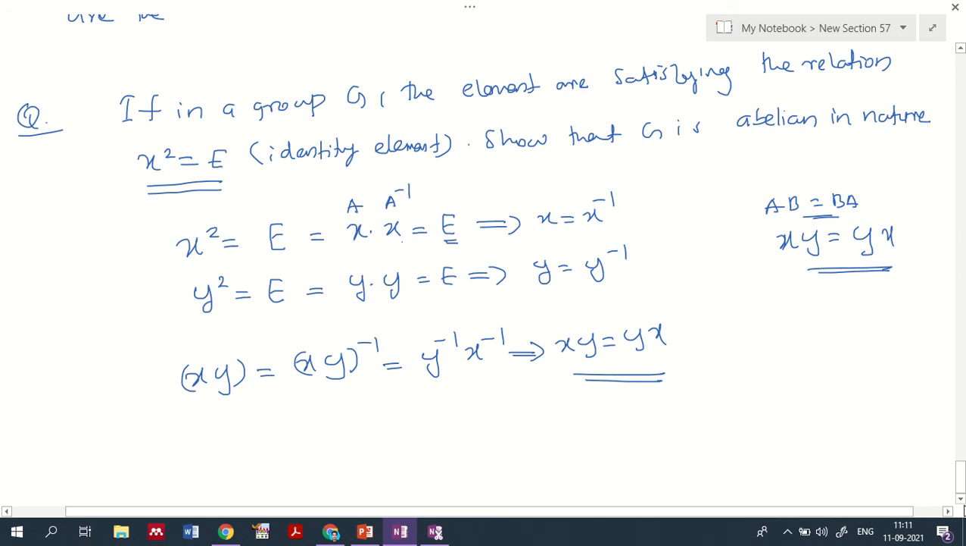Multiplication corresponding to C4V group. Multiplication table of C4V group, that is group symmetry element.